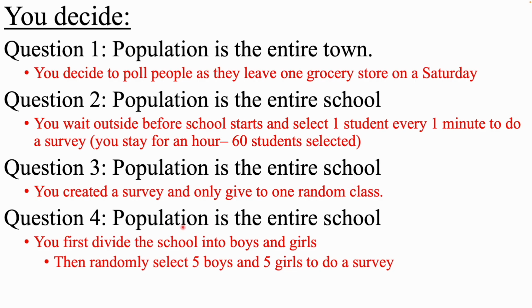Likewise, question 4 is a perfect example of a stratified random sample, because you first are dividing the school into boys and girls. From there, you're randomly selecting a boy and a girl. And that's pretty much it for this video.